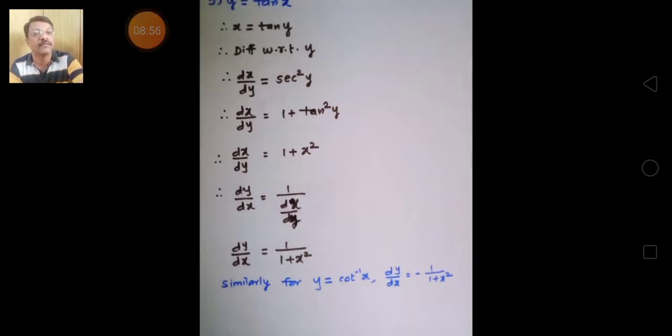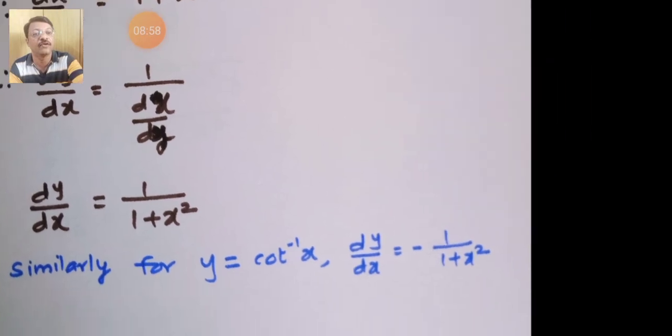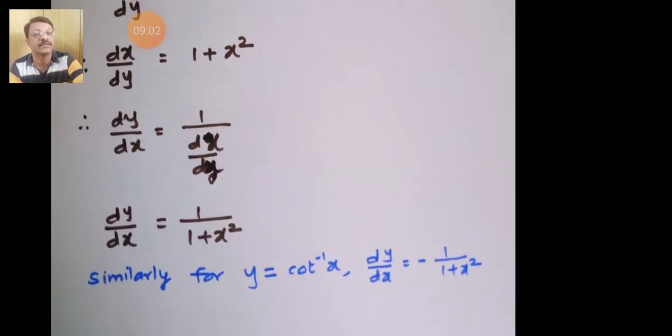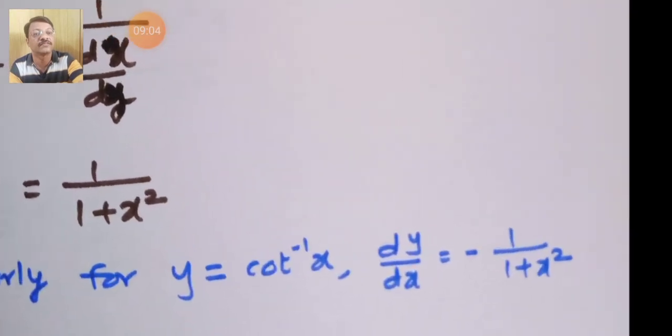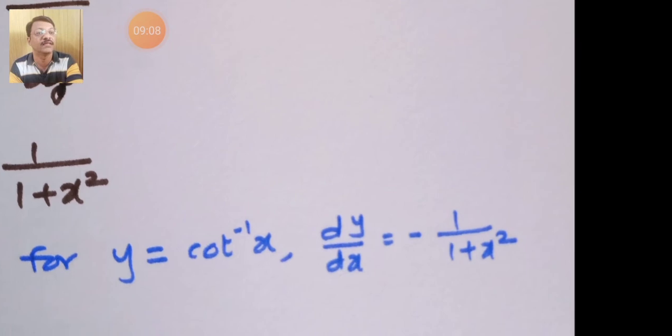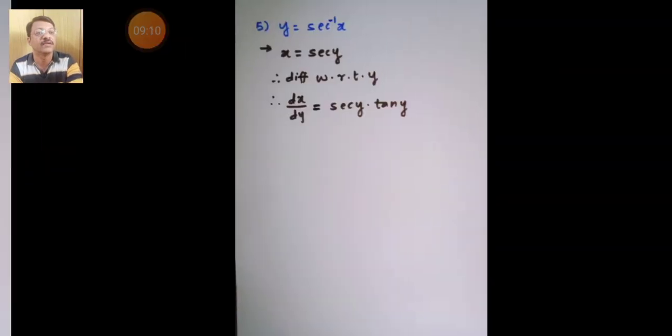Similarly, you can find out the derivative of cot inverse x, as you know, it's 1 upon 1 plus x square with a negative sign. So y is equal to cot inverse x, dy by dx is equal to minus 1 upon 1 plus x square.